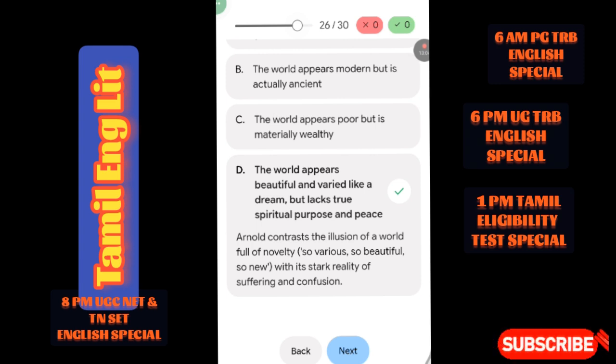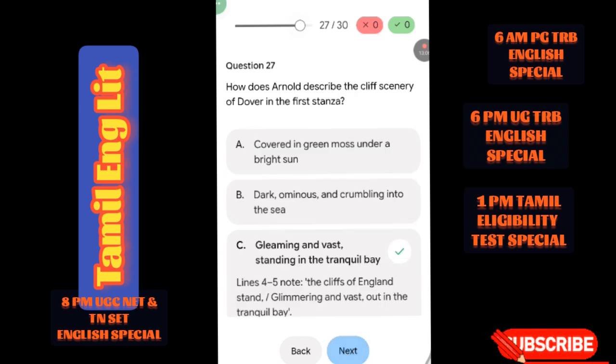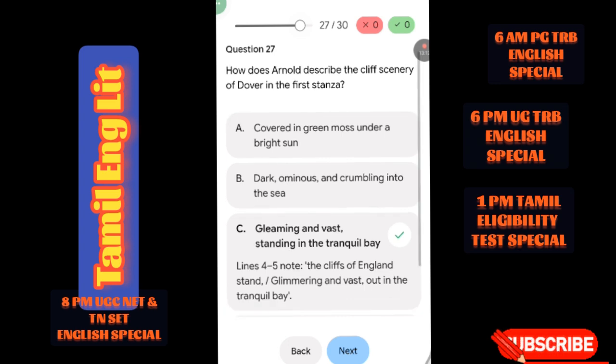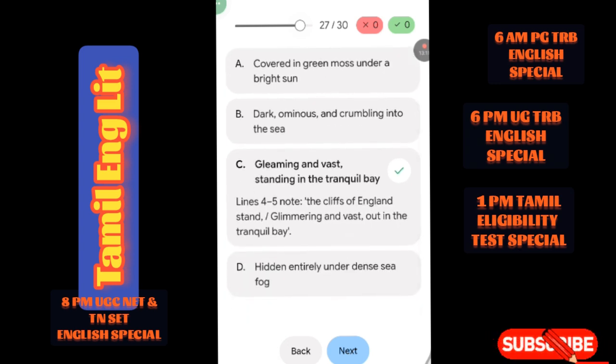of suffering and confusion. Next question is, how does Arnold describe the cliff scenery of Dover in the first stanza? Gleaming and vast, standing in the tranquil bay. Lines 4 to 5 note, "the cliffs of England stand, glimmering and vast, out in the tranquil bay."